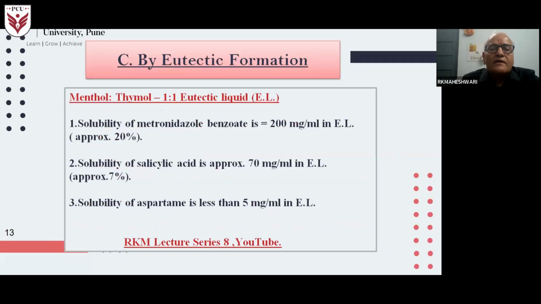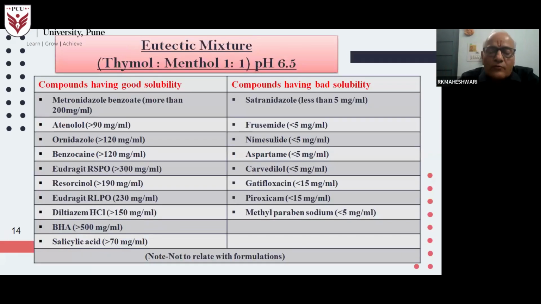Don't relate with formulation. The third way by which the molecules of a solid may come into liquid state, so that they can demonstrate their solubilizing power, is by eutectic formation. This is the third way: melting, solution, and third is eutectic formation. Suppose you take 5 gram thymol and 5 gram menthol in crystal form, you triturate, then you will get a clear colorless eutectic liquid of menthol thymol. It is a clear colorless liquid just at room temperature.